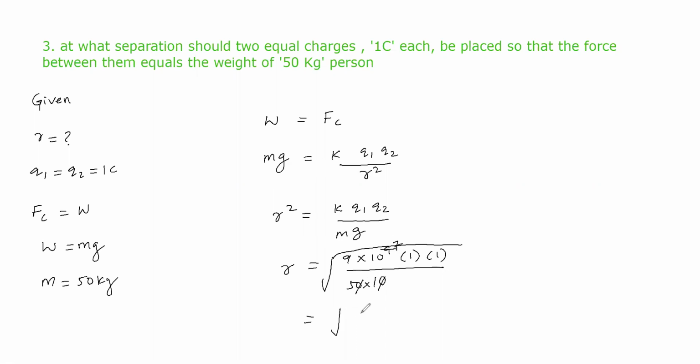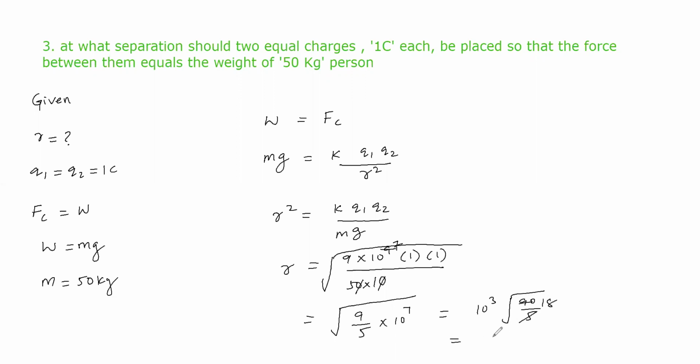So that answer is 9 by 5 into 10 power 7. This 10 power 7 we can take as 10 into 10 power 6. 10 power 6 if you take outside, 10 power 3 in the square root of 90 divided by 5. This 90 and 5 if we cancel, you will be getting 18.